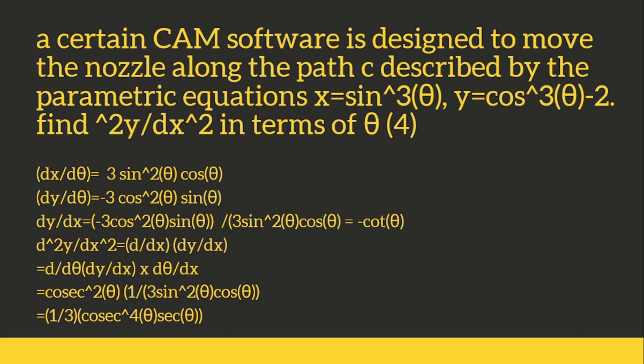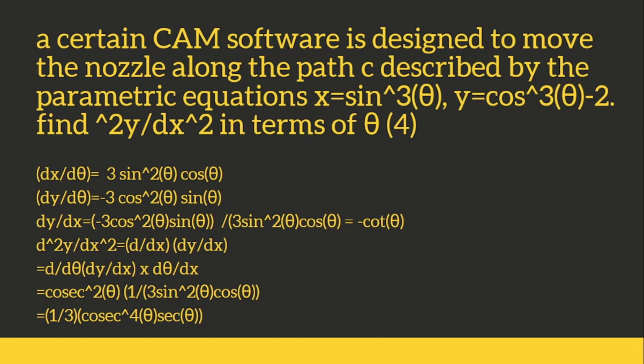Then the next question is that a certain CAM software is designed to move a nozzle along the path C described by the parametric equations x equals sine cubed theta and y equals cosine cubed theta minus 2. So then we want to find d squared y over dx squared in terms of theta. So again, we take our x, take our y, then we differentiate each of them with respect to theta. So we find dx over d theta, which is equal to 3 sine squared theta cosine theta.